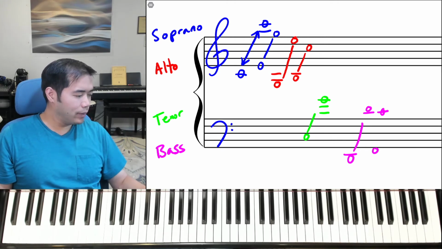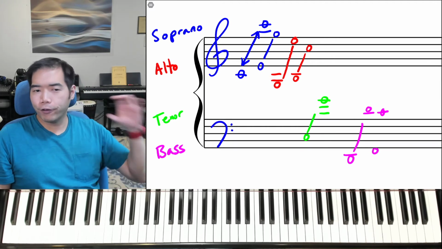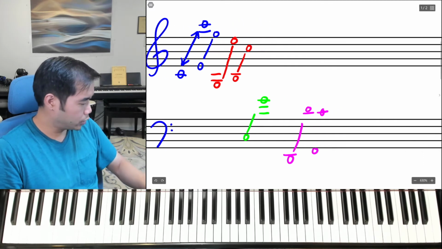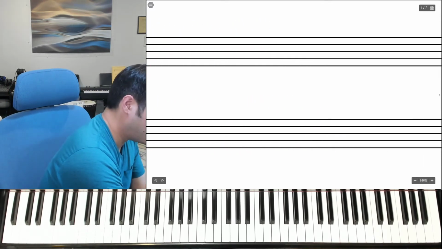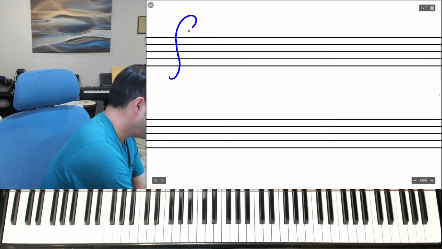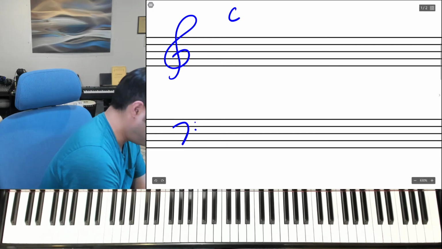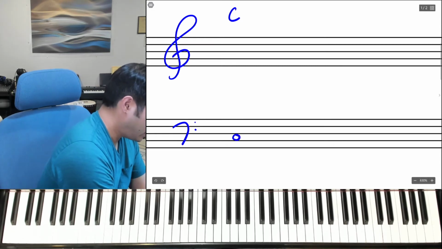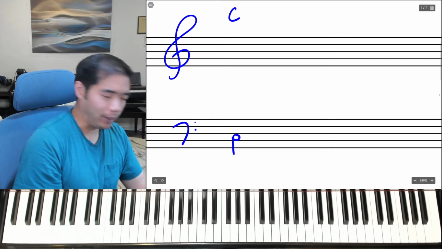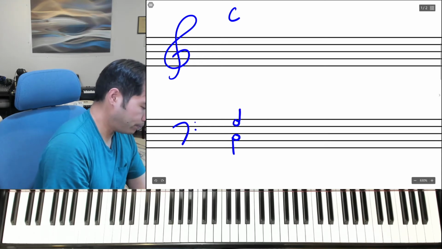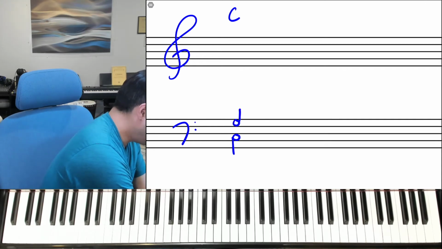So what does this mean? This means when we're notating a chord, we want to place the notes within these registers, within the vocal ranges. So for example, let's say that we're writing a C major triad. Let's say I give my bass voice a C, and I'm going to do stem down to indicate that it's bass. And let's say that I give my tenor a G, stem up. Let's say that my alto is an E, stem down, and my soprano is a C, stem up.